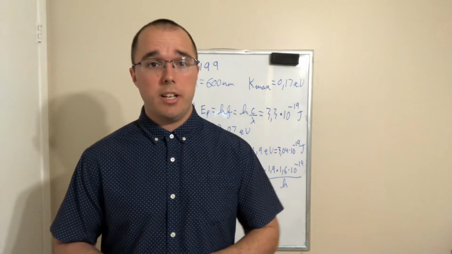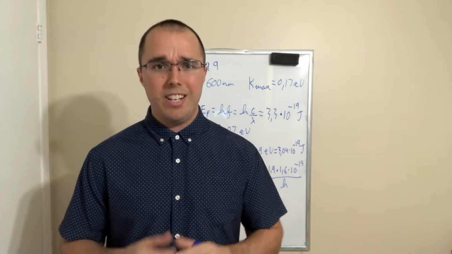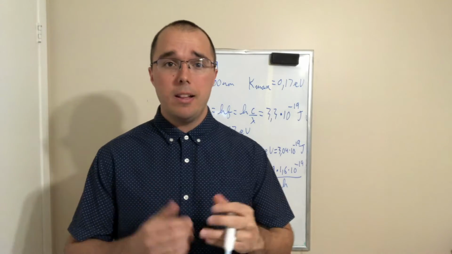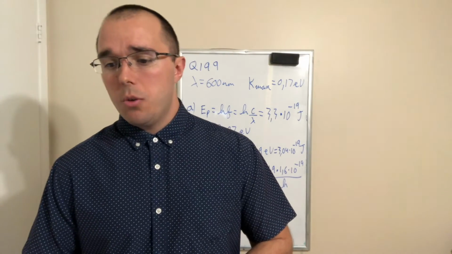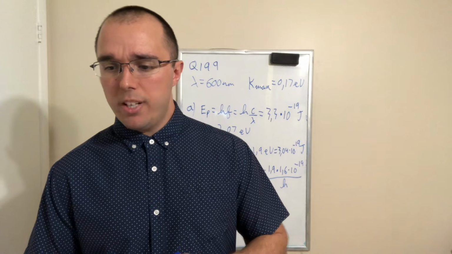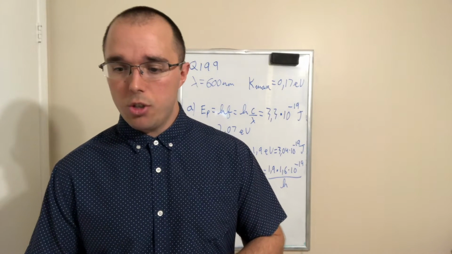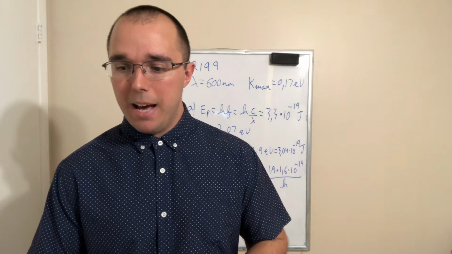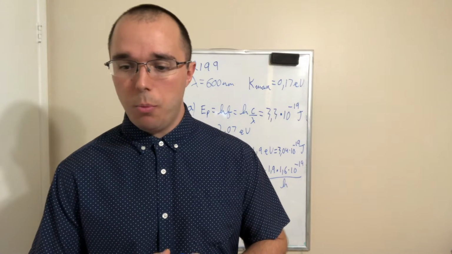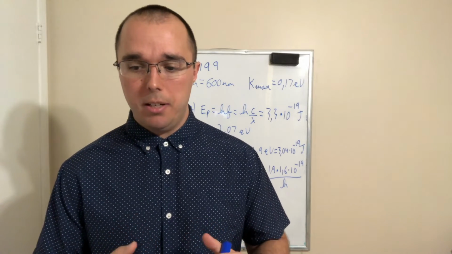Alright, this is the second example of chapter 9.2. It is question 199. Let's read the question. Question 199. A 600 nanometer light falls on a photoelectric surface. An electron with the maximum kinetic energy of 0.17 electron volt is emitted.